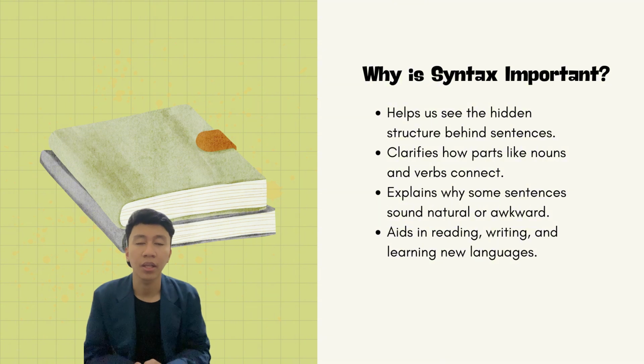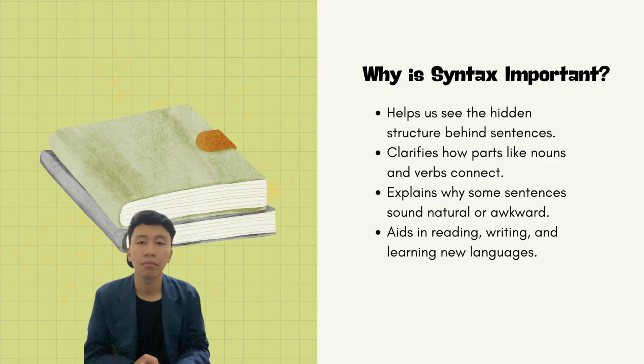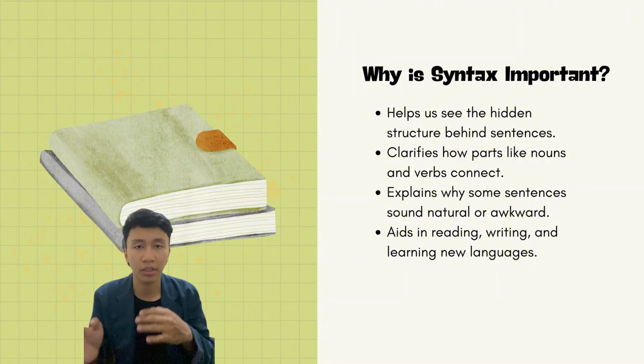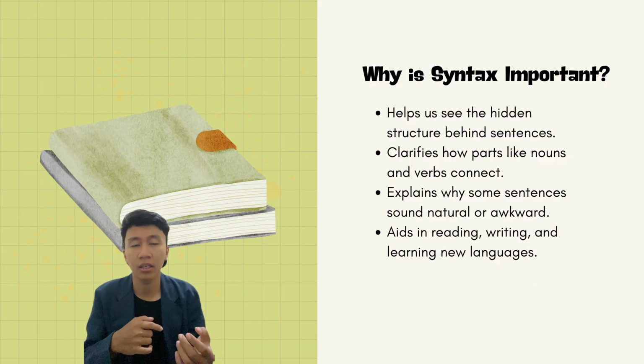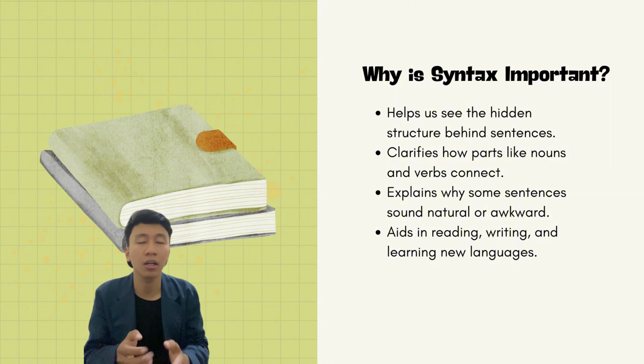For example, in English, the typical word order is subject, verb, object. Like in "the teacher explained the lesson." If we change the order to "explained the lesson the teacher," it sounds unfamiliar because it breaks the syntactic rules. Understanding this helps us communicate more effectively and accurately.